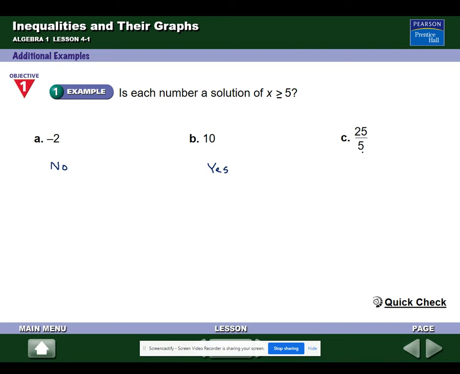What about 25/5? Now, by the way, when we say greater than or equal to, the word or is slightly important there because it either needs to be one or the other. Is it greater than or equal to? One or the other. Well, 25 over 5 is 5. So is 5 greater than 5? No, but 5 is equal to 5. So is it greater than or equal to 5? Yes, it's equal to. So the answer is yes.